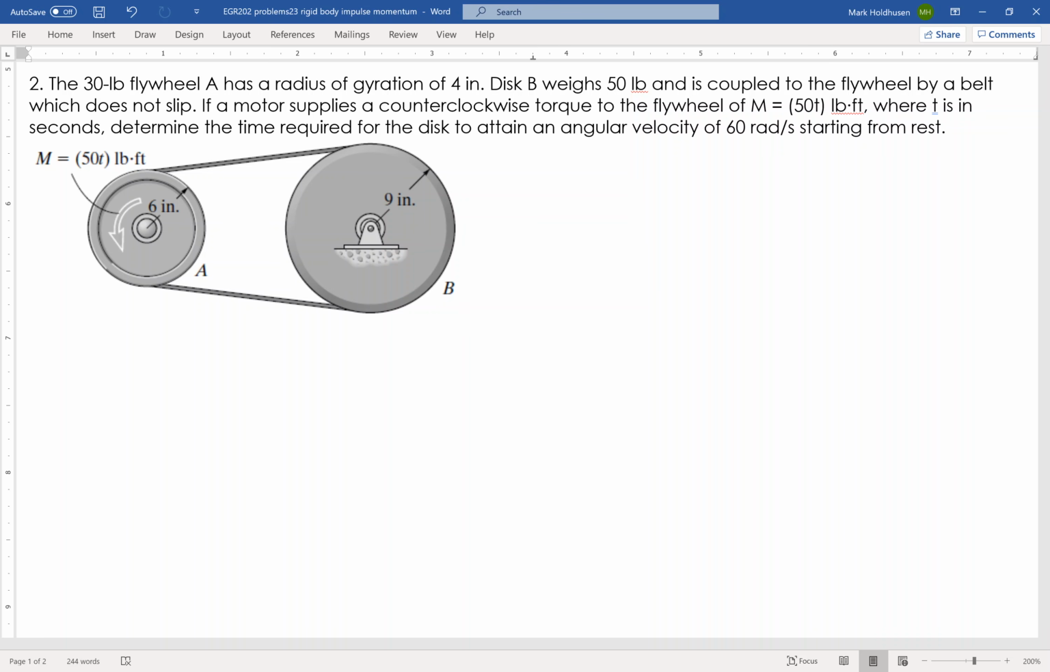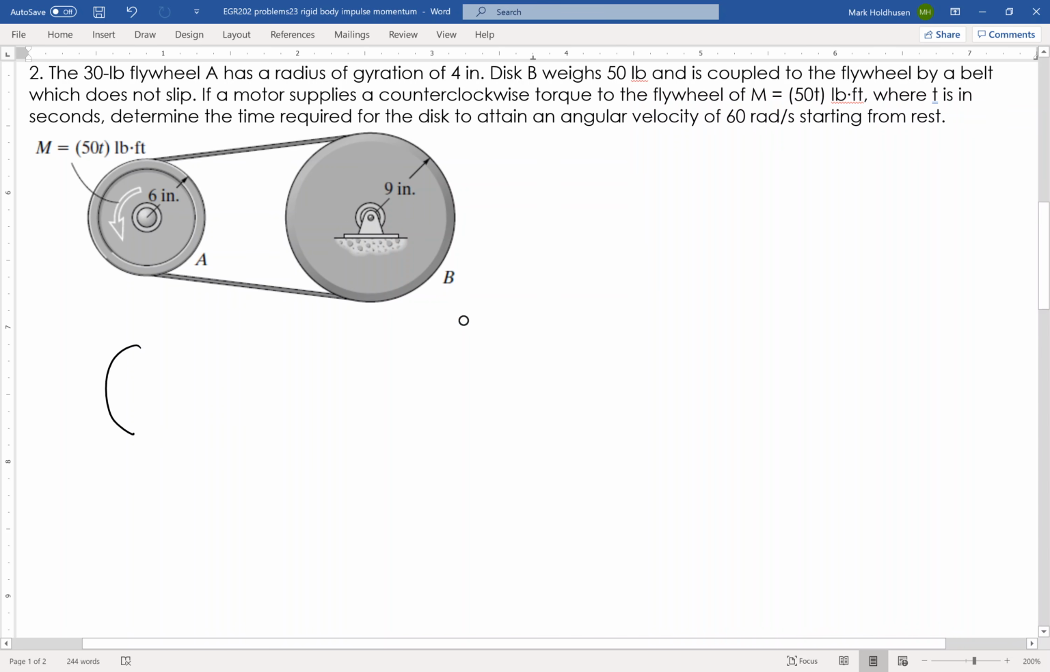So again, I'm trying to find a velocity at a specific time, so I'm going to use impulse momentum on this. Okay, so we'll start by drawing some free body diagrams.